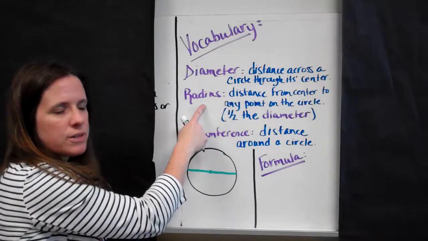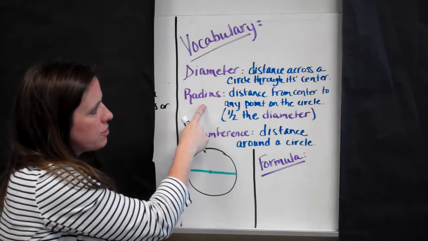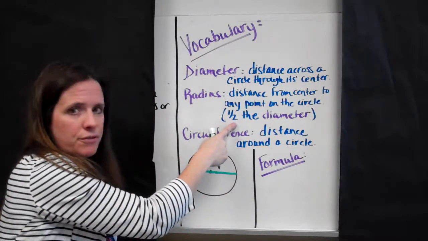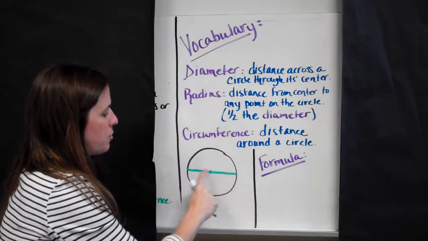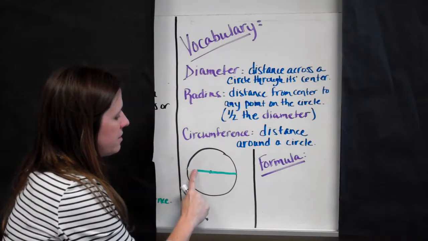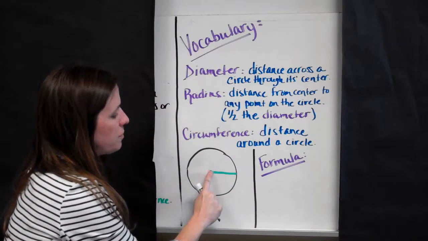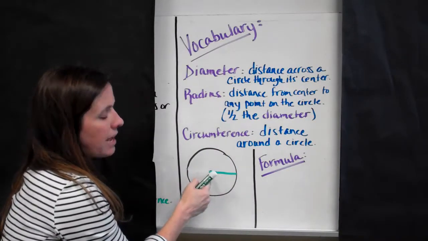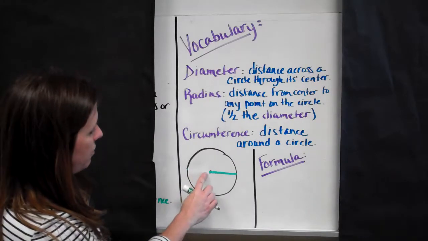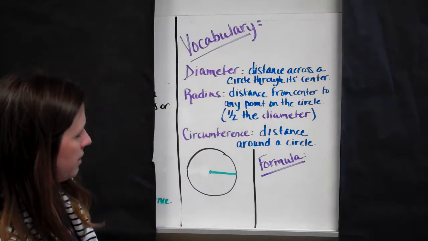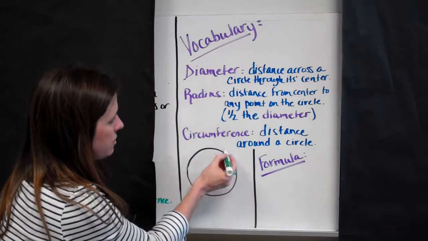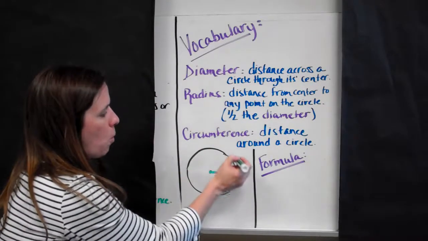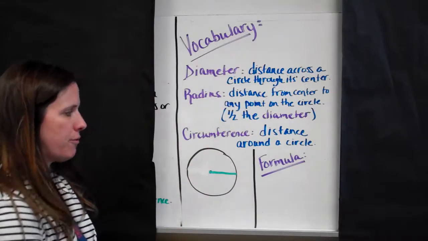Radius comes next, and radius is the distance from the center only to any point on the circle. So basically, it's half of the diameter. The diameter is from one side to the other. The radius is just from the center to a point on the circle, all the way around. So that's half the diameter. And then circumference is your distance around the circle, the whole way outside the circle. What is that distance? That is circumference.